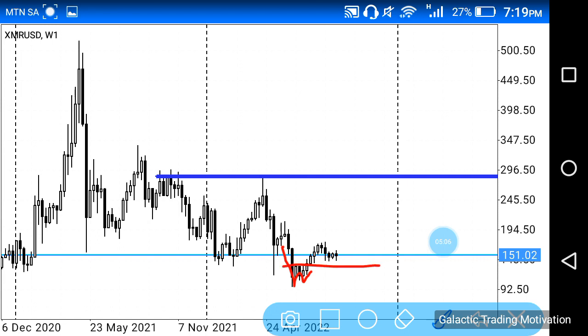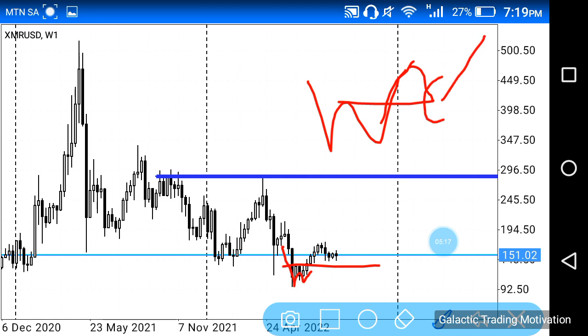You guys know that when it comes to W structures, ideally we would love to see price break above the neckline and then head back to the neckline and push further up, and this is where we would look for possible buying opportunities. Similarly, we can see that price has broken the neckline and came back to retest the neckline, and possibly we should look for buying opportunities at this point, right?